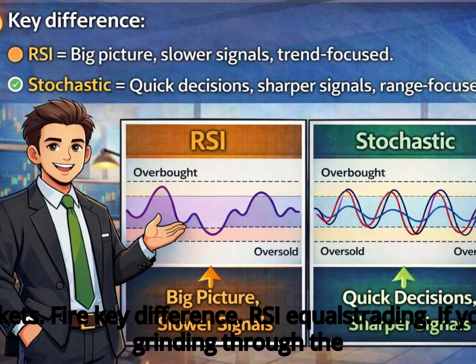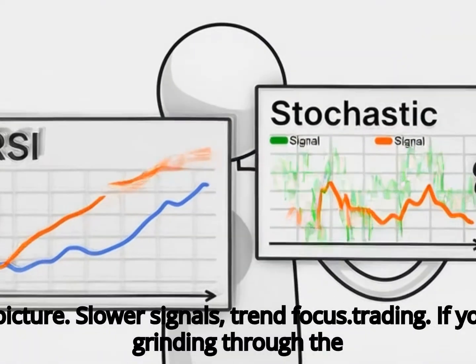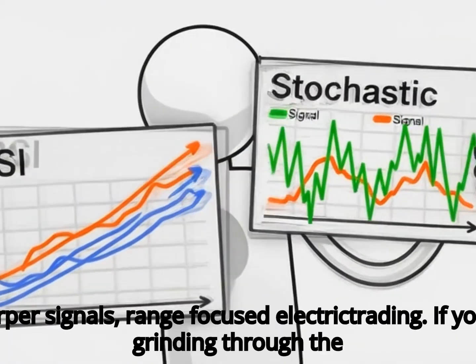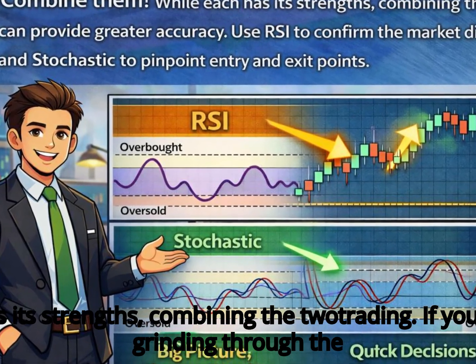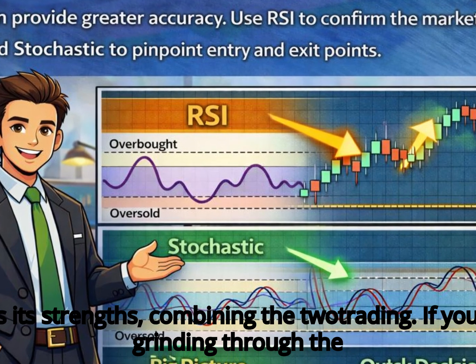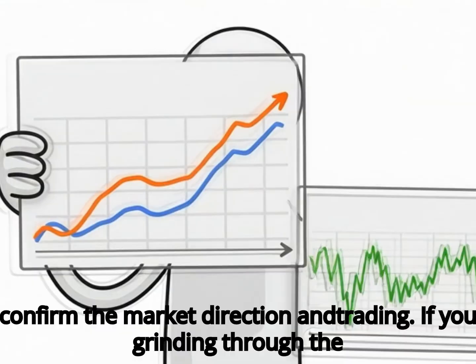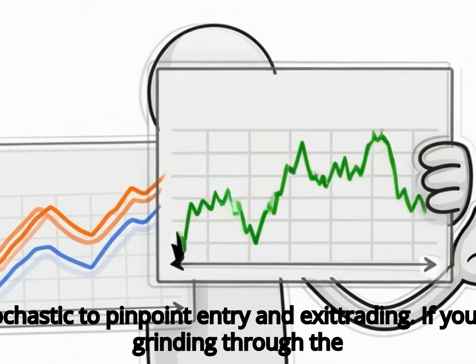Fire key difference. RSI equals big picture, slower signals, trend-focused. Stochastic equals quick decisions, sharper signals, range-focused. Electric light bulb combine them. While each has its strengths, combining the two can provide greater accuracy. Use RSI to confirm the market direction and Stochastic to pinpoint entry and exit points.